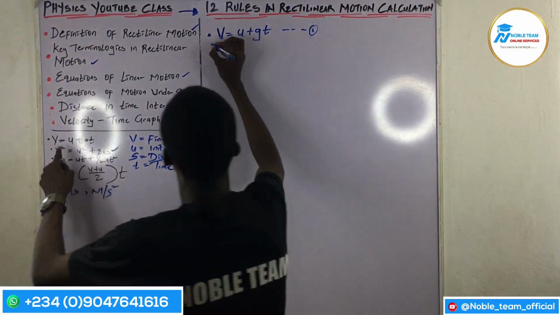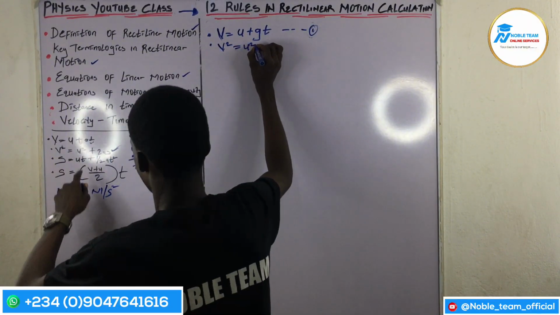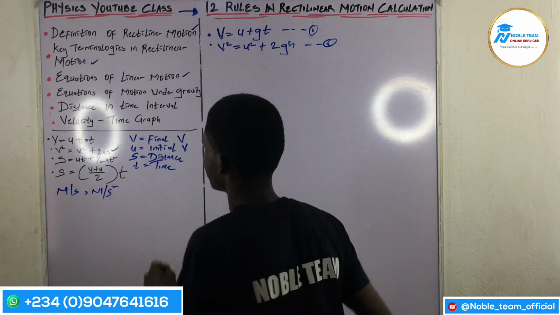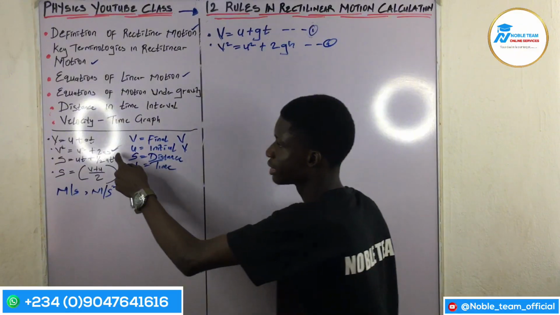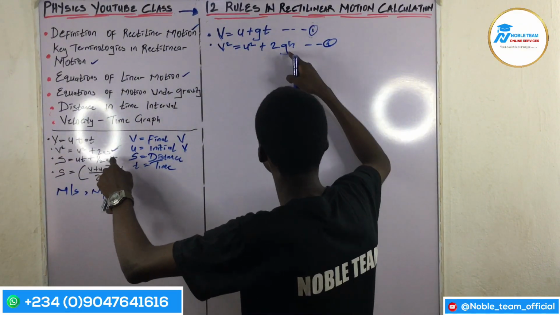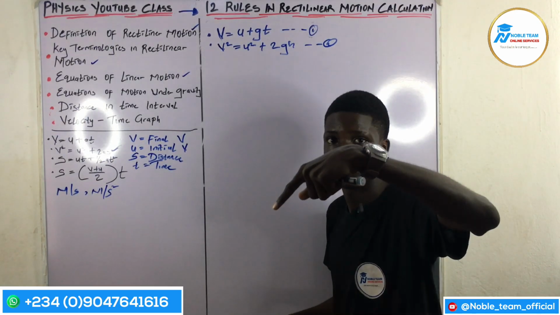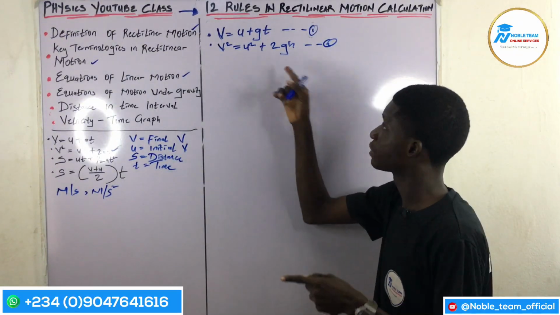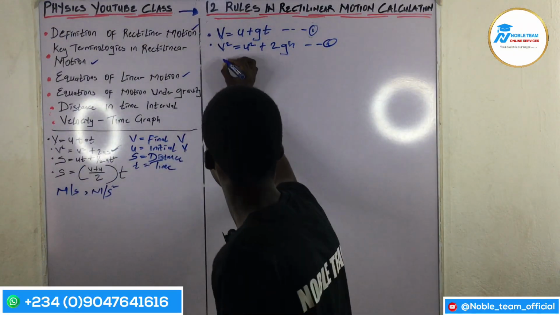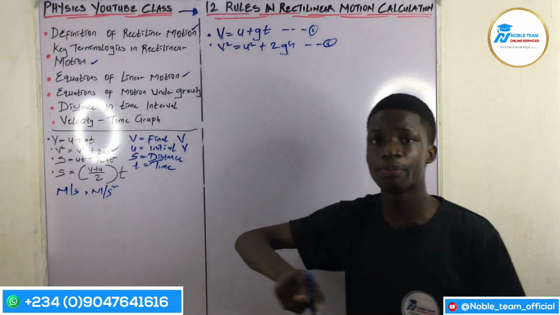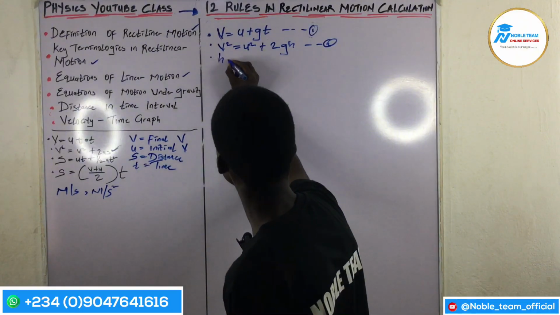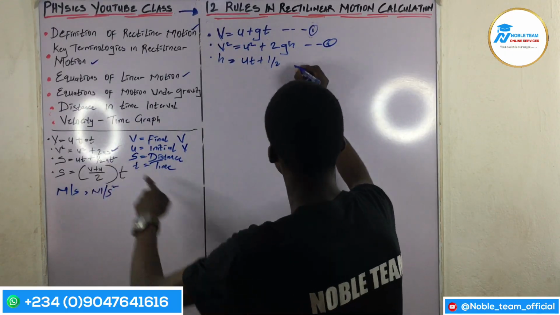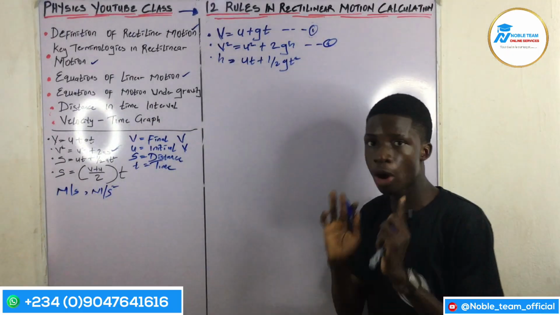Now in this one, I have v squared is equal to u squared plus 2gh. Equation 2. Do you know why I said height instead of distance? Since gravity is dealing with height, and acceleration is dealing with distance. No difference now. Then the next one is this. Since this is s, I'm going to be replacing it with h. I have h is equal to ut plus half gt squared. I hope this is well understood.